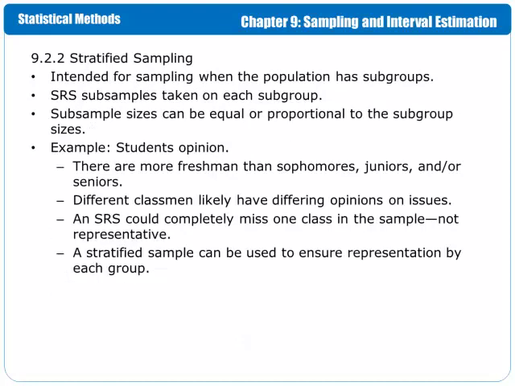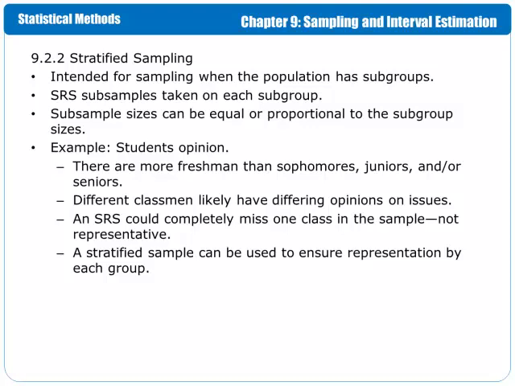Stratified sampling is intended for sampling when the population has subgroups or strata. An SRS subsample is then taken on each of the subgroups. The size of each subsample can be equal, or it could be proportional to the population size for each subgroup. For example, student opinions. There are more freshmen than sophomores, and more sophomores than juniors and seniors. Different classmen likely have different opinions on issues.